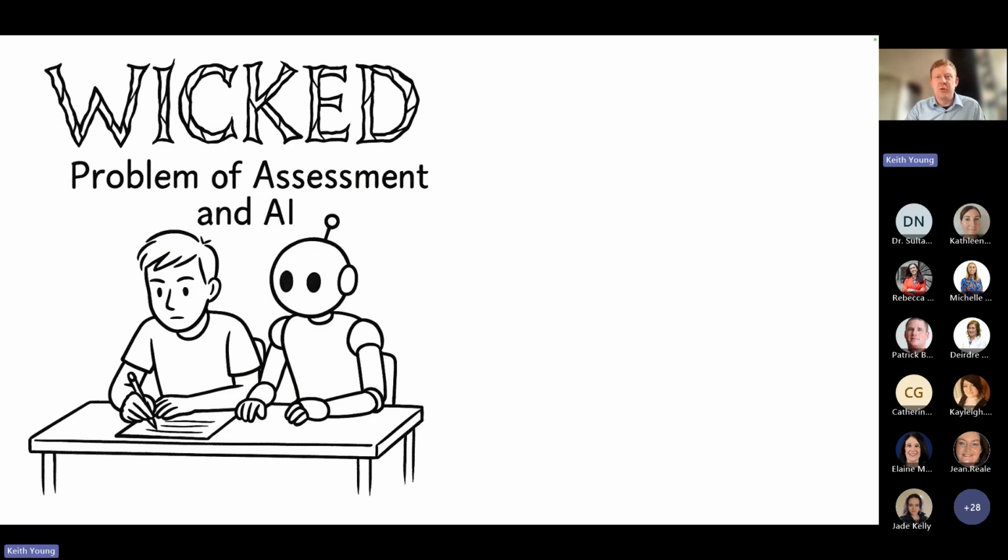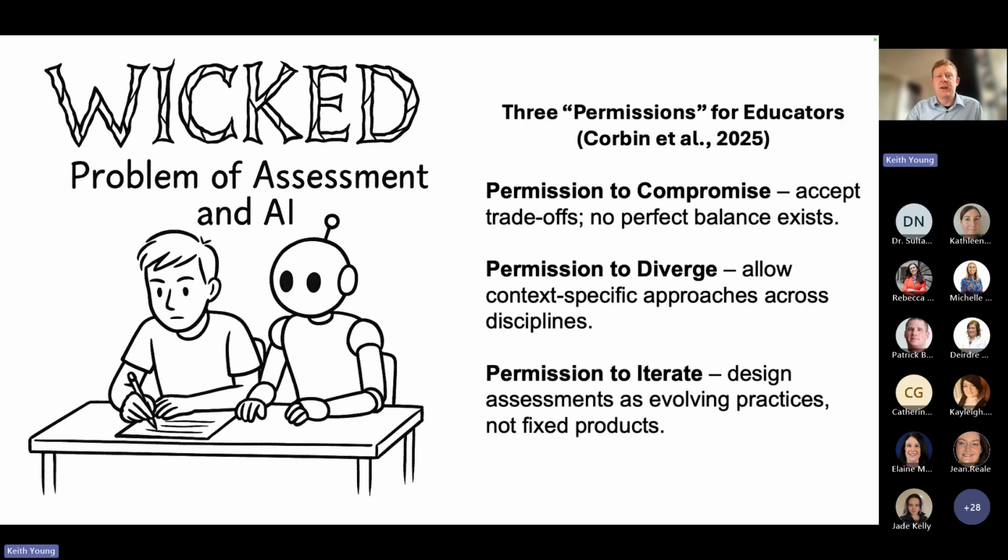And in that context, thinking about assessments, it's a wicked problem. It's wicked in that there are no perfect solutions here. Everything is going to have a trade-off. Whether you want to go back to just proctored exams, or whether you want to leave it open and work in conjunction with it, there are going to be trade-offs from that perspective. And recent work from Corbin et al., engaging with higher education professionals, has suggested that there are three permissions that should be granted to educators.